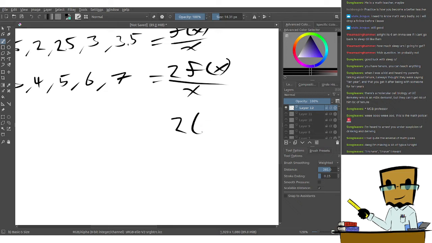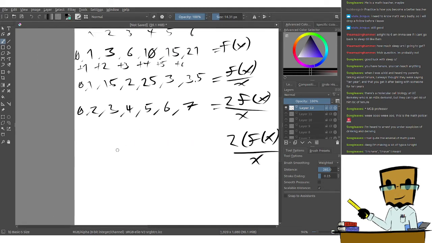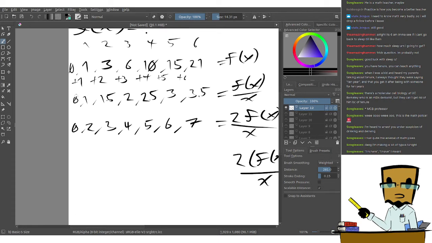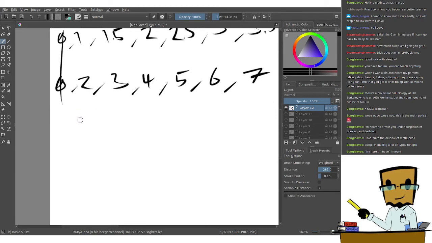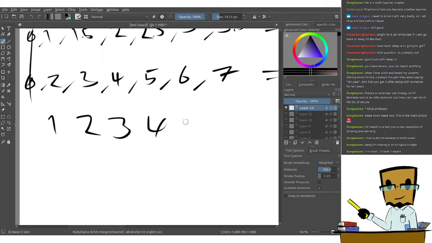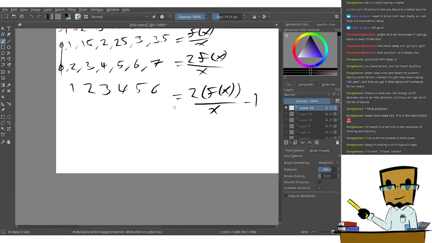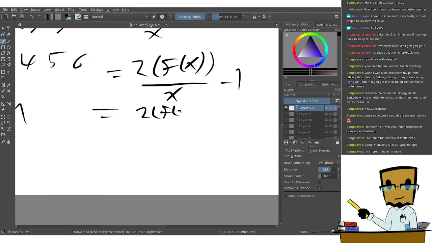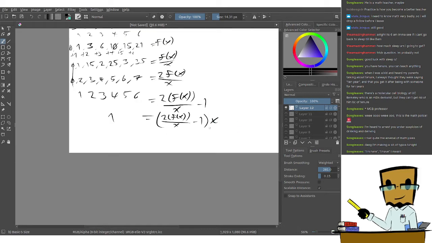So, 2 f of x over x minus 1. Oh yeah, I guess we're dividing 0 by 0 at this point, so 0 doesn't actually matter. But yes. 1, 2, 3, 4, 5, 6. And then we just, let's see. Yeah, we just divide by x, and we get 1 equals 2 f of x over x minus 1, divided by x.